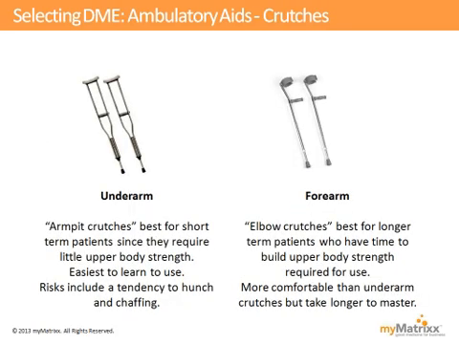Crutches, basic ambulatory aid products, underarm crutches and forearm. Underarm crutches are typically armpit crutches, best for short-term use. They're easy to learn to use, but the patient does risk hunching and chafing of the armpits from the crutches rubbing up against them. Forearm crutches or elbow crutches are better. It allows the patient to be upright. They're better for long-term use, but they do take longer to master, and they do also require good upper body strength.